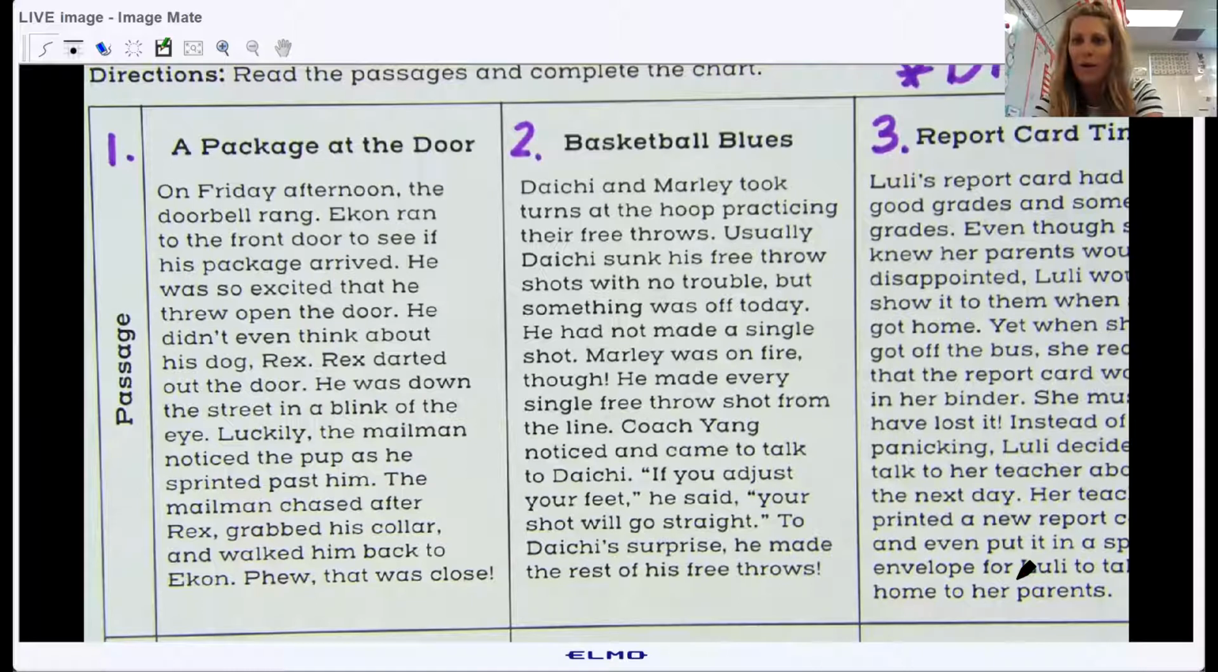Whew, that was close. Luckily, I have not had that problem with Gus, my new puppy, yet, but I could see how that could be a problem. Were you able to identify the problem? What was something negative that happened? Take a minute and see if you can underline it.